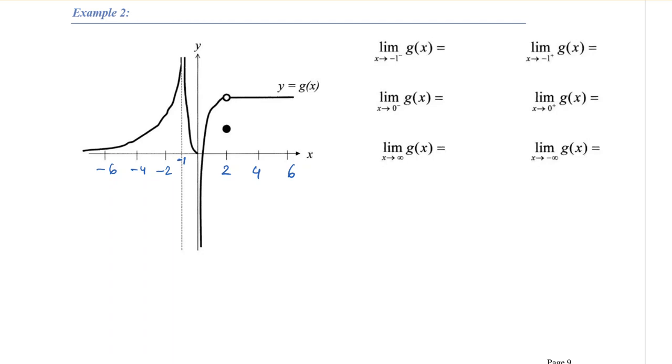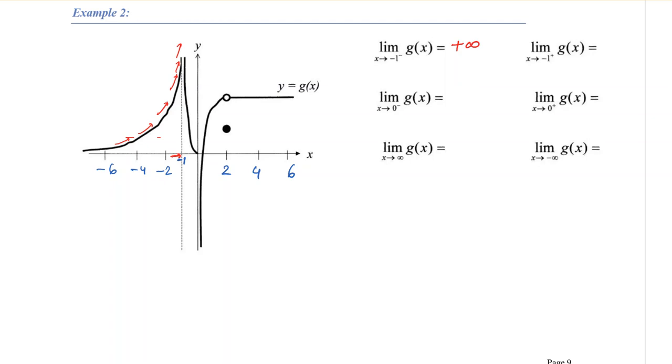All right, let's take a look here. We are going to approach -1, x is approaching -1, and what happens to the y value? As x is approaching -1 from the left, we see that the y value is approaching positive infinity. So we can say that this is positive infinity.